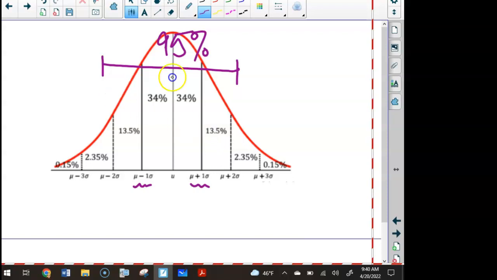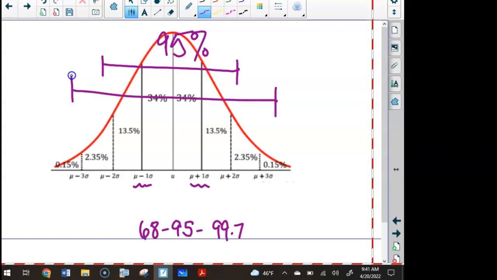Okay, so this empirical rule is sometimes called the 68, 95, 99.7 rule, because the rule is when you go out 3 standard deviations, you've hit 99.7%. Okay, you have this on your reference sheet that I gave you today.